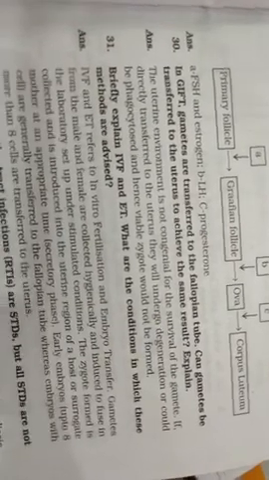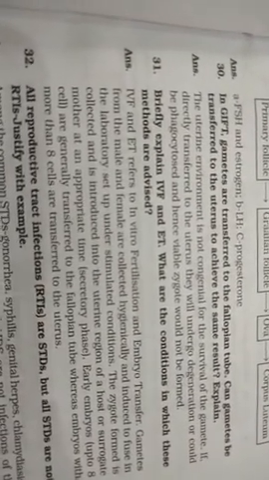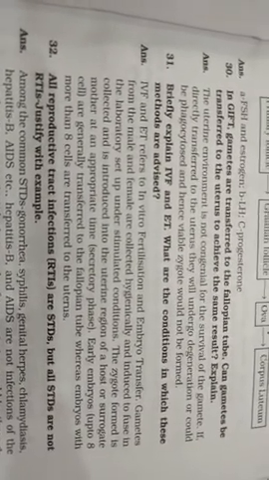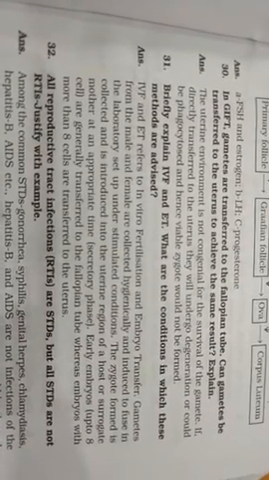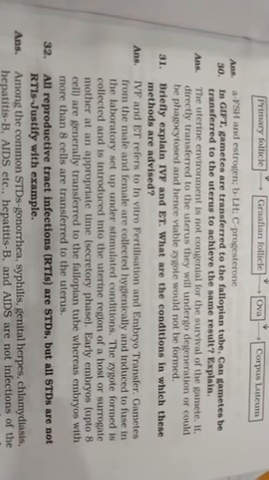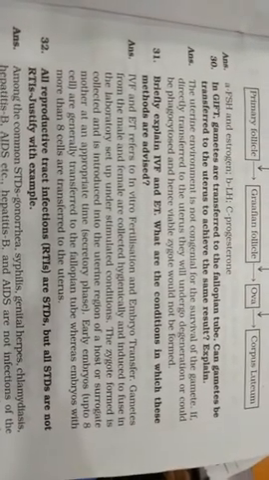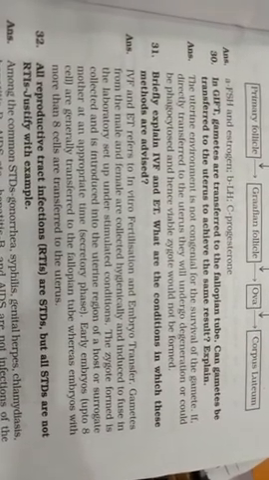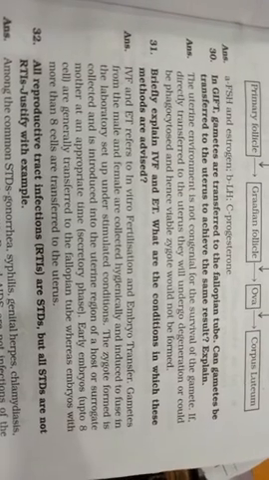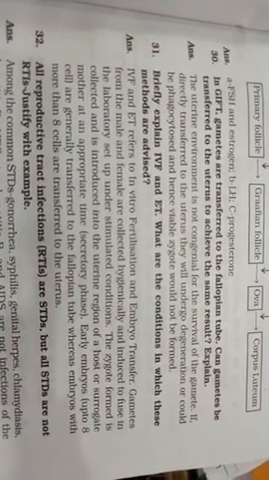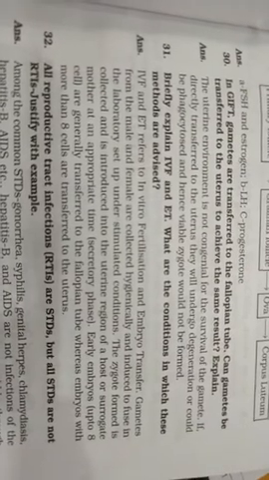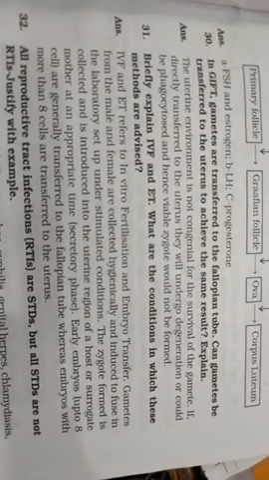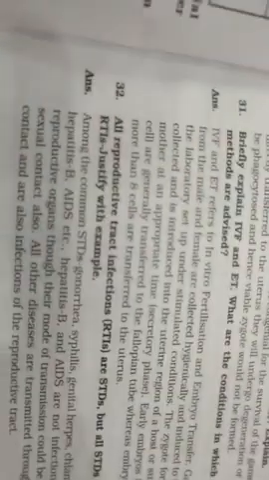Now, 31st, briefly explain IVF and ET. What are the conditions in which these methods are advised? IVF and ET refers to in vitro fertilization and embryo transfer. Gametes from the male and females are collected hygienically and induced to fuse in the laboratory setup under stimulated conditions. The zygote formed is collected and is introduced into the uterine region of a host or surrogate mother at an appropriate time. Early embryos, that is, children up to 8 cells are transferred to fallopian tube, whereas embryos with more than 8 cells are transferred to uterus.